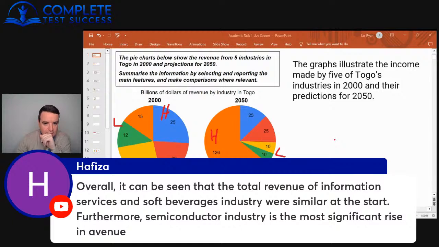Semiconductor industry is the most significant, has the most significant rise.